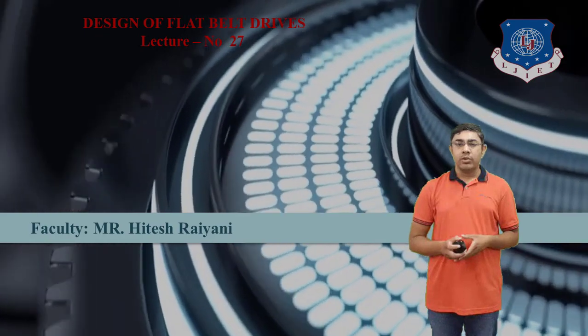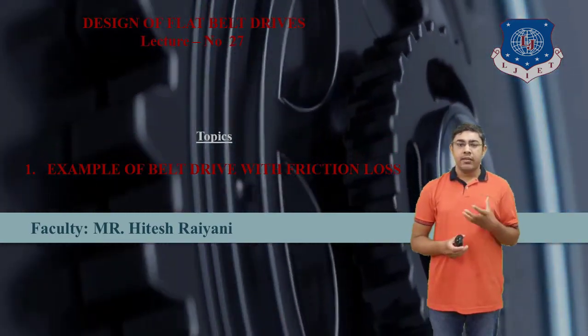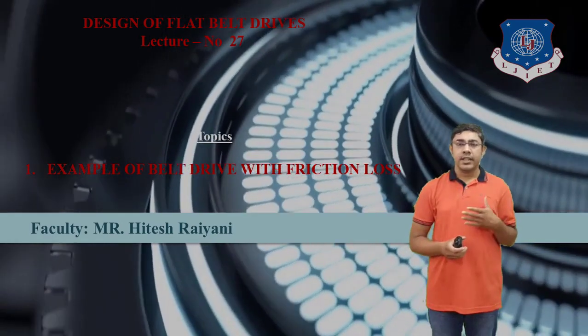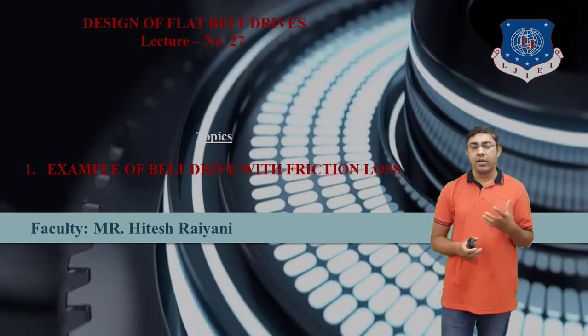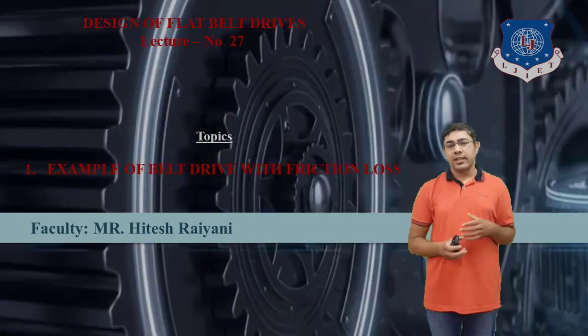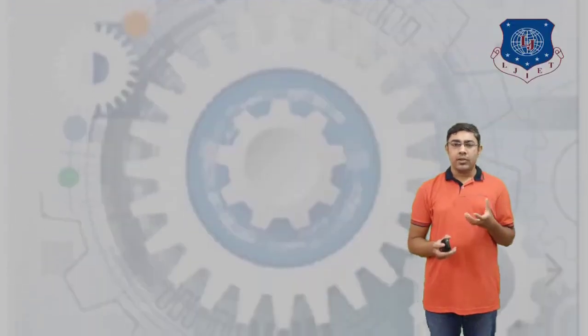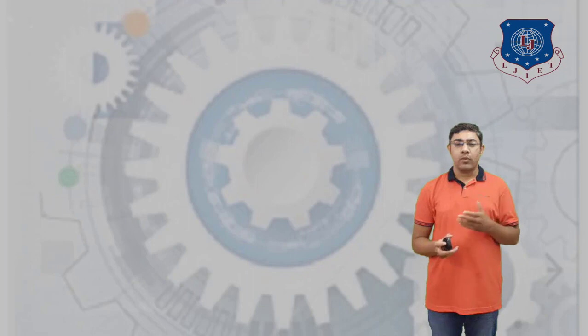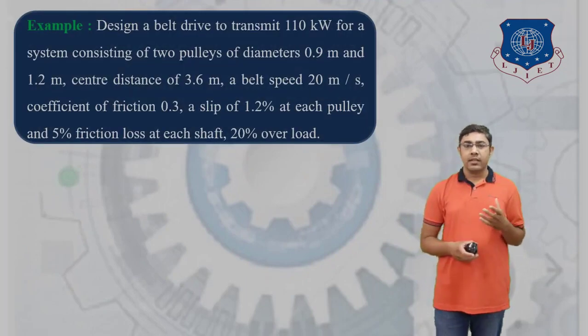The learning outcome of this lecture is to learn the design of flat belt drive by considering the friction loss. In previous lectures we learned the design of belt drive without considering the friction loss, slip and overload. In this lecture we consider design problems based on the friction loss, and also consider the slip that occurs on both the pulleys. So consider one problem.